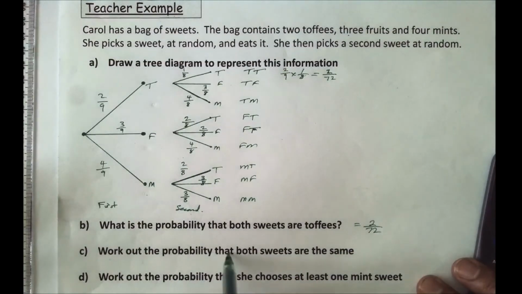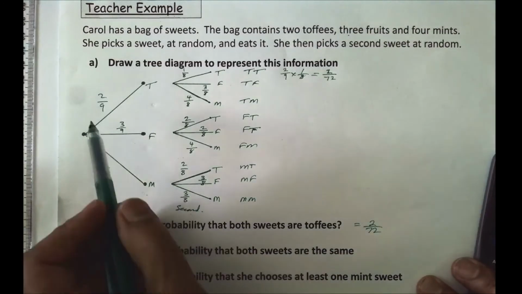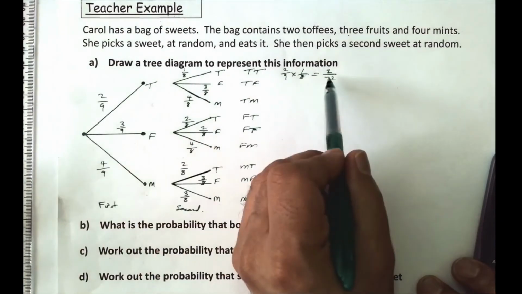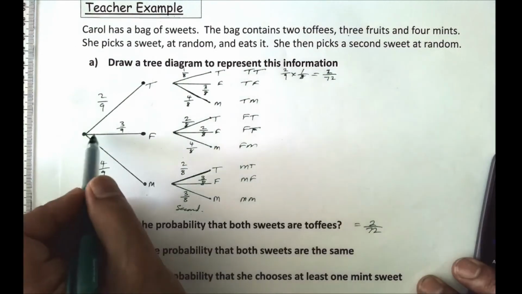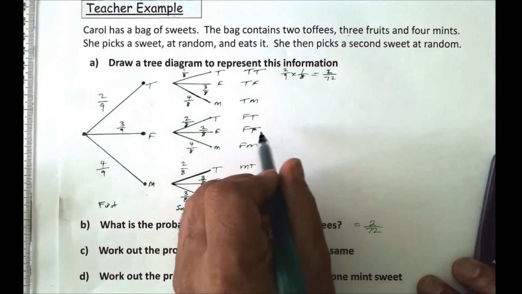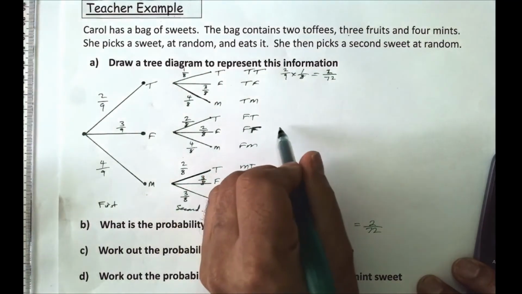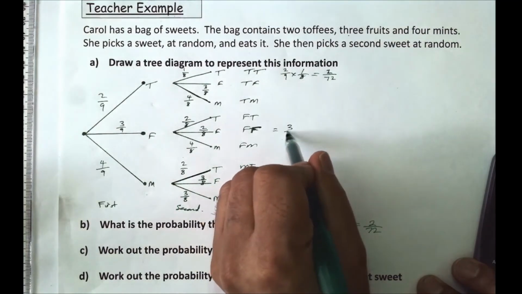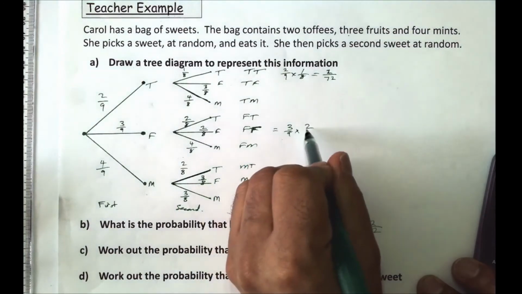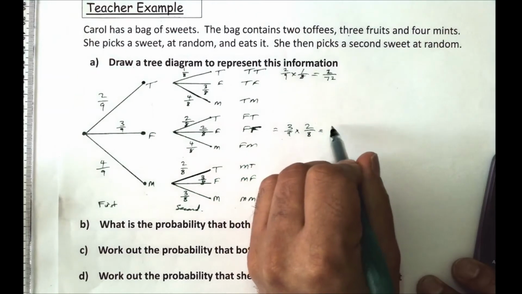Work out the probability that both sweets are the same. So therefore we're looking at toffee and toffee. We've got that already for the probability. Or fruit and fruit, which is equal to 3 over 9 times 2 over 8, which is equal to 6 over 72.